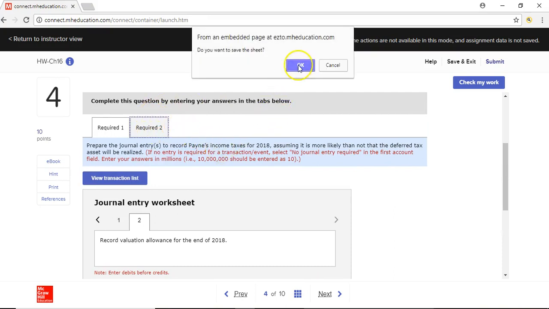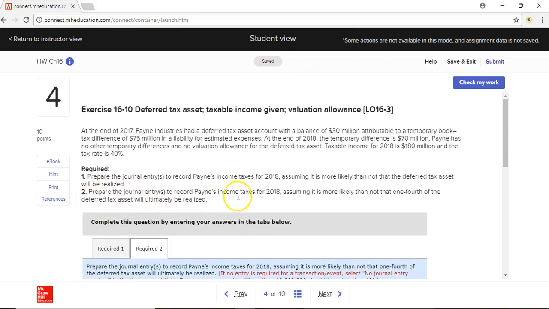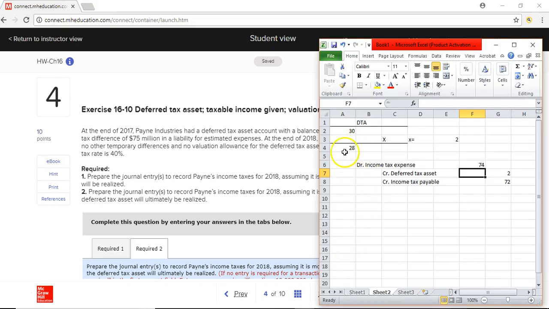The second requirement says, prepare the journal entry to record income taxes for 2018, assuming it is more likely than not that 1/4 of the deferred tax asset will ultimately be realized. Okay, so the second part of this sentence means 1/4 of this $28 million of deferred tax assets will be realized. Then 3/4 of this 28 will not be realized.